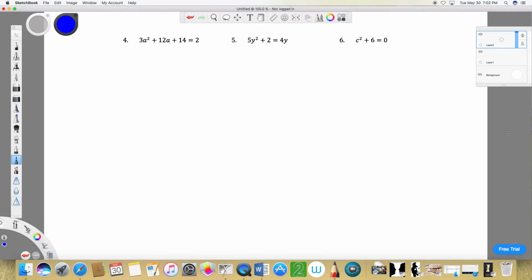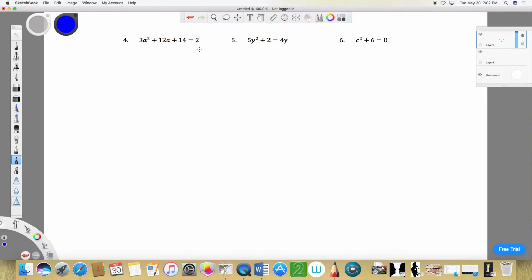Let's take a look here at these three problems. Now, I didn't cut and paste the directions. They were the same as the directions of the previous three, and that's to find the discriminant and use the discriminant to determine the number and the type of solutions that we have here. So let's take a look at this number 4.